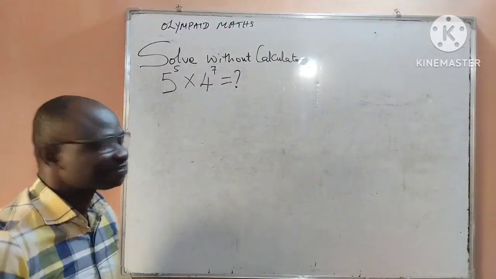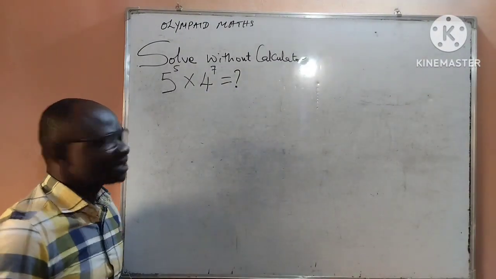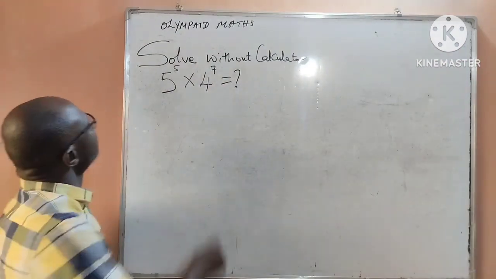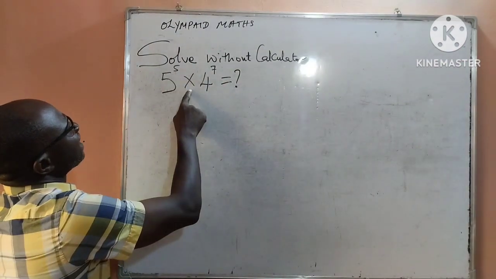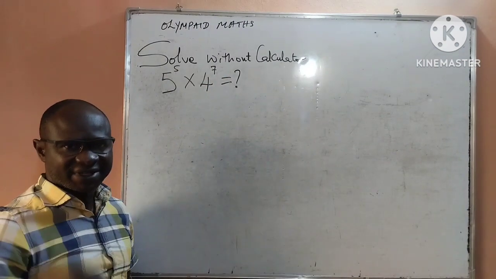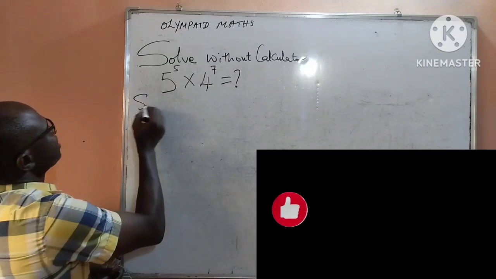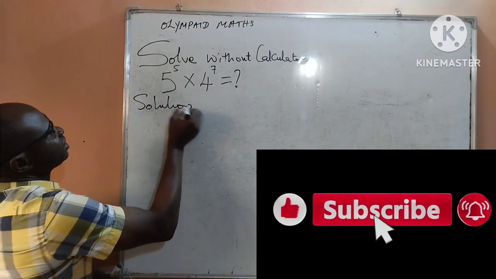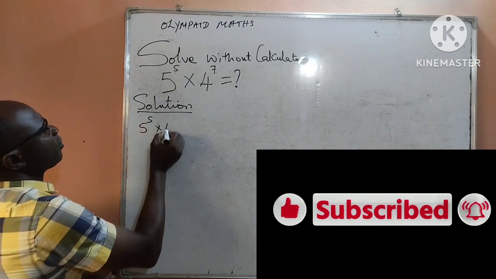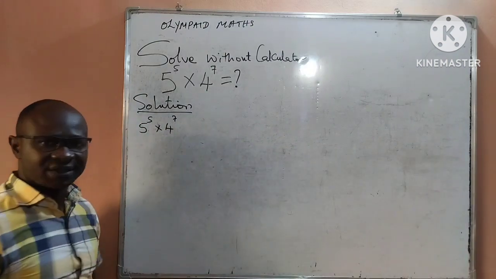Welcome viewers. Today's mathematics is an Olympiad math question. Here we are given to solve 5 raised to the power 5 times 4 raised to the power 7 without calculator. Let us dive in. Solution to it. Solution: 5 raised to the power 5 multiplied by 4 raised to the power 7.